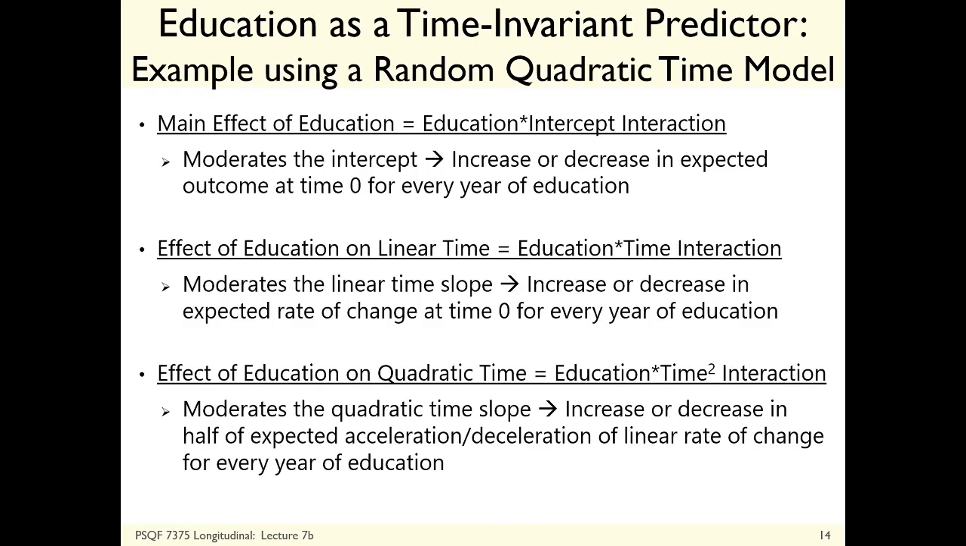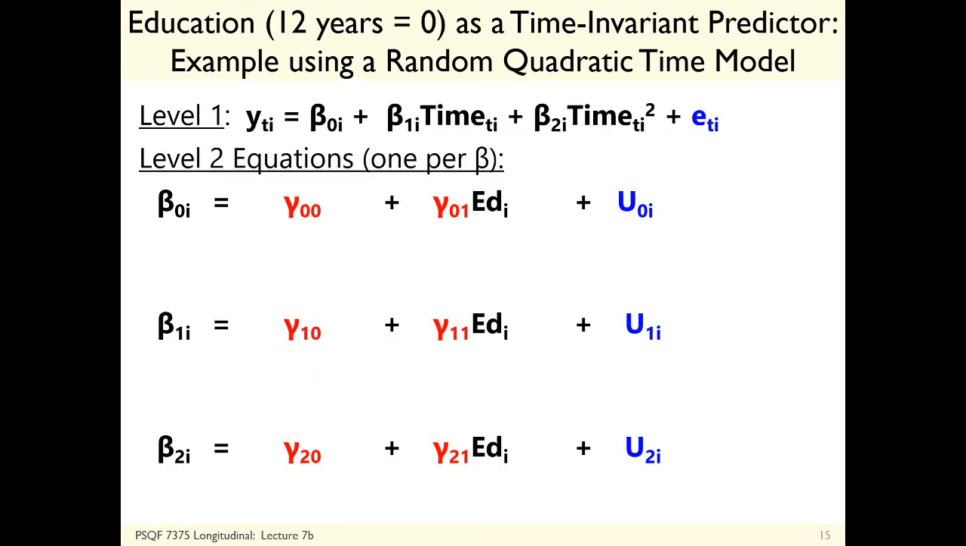All right. So here's an example of what it would look like if we had, say, a random quadratic model and we put in something like years of education as a continuous predictor. Education, if I know that I have 3 random effects, has 3 different roles it can play. So the model itself would look something like this. I'm on slide 15 here.